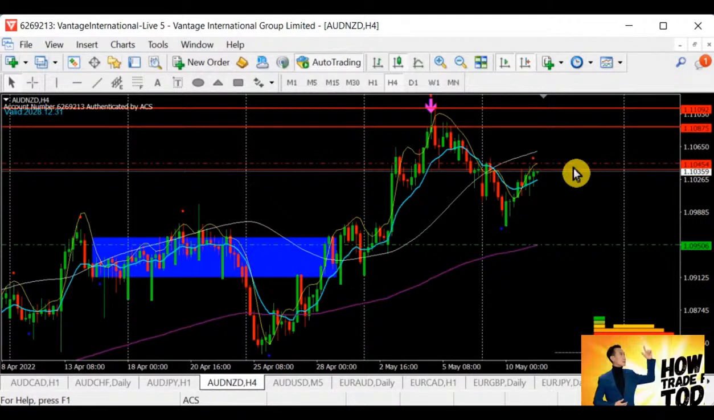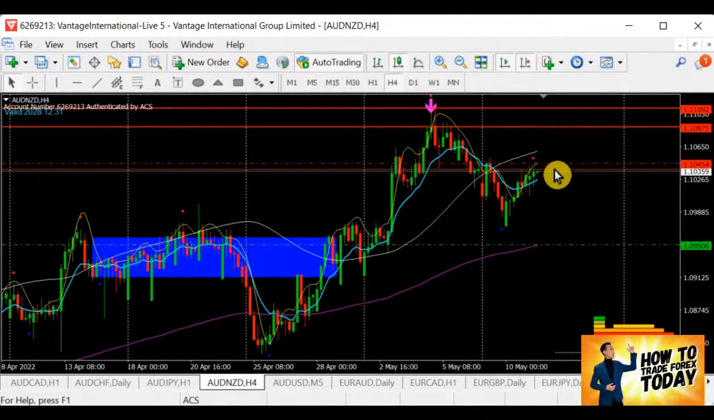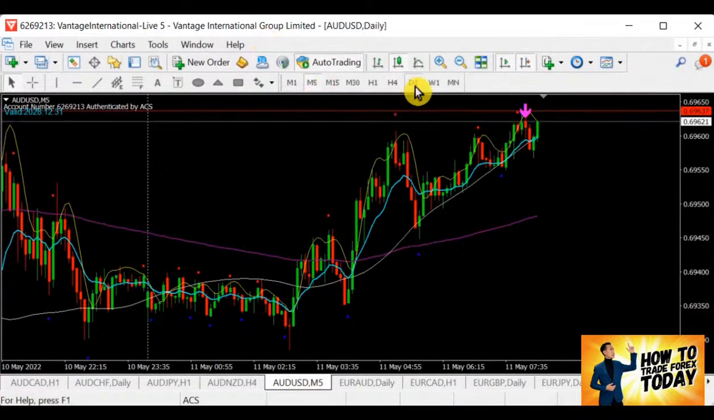So over here, please take note. Make sure you break the resistance. After breaking, it retests the resistance to become a support. Then you start buying. This is very important. All right. So how about Aussie dollar? Let's take a look at Aussie dollar.